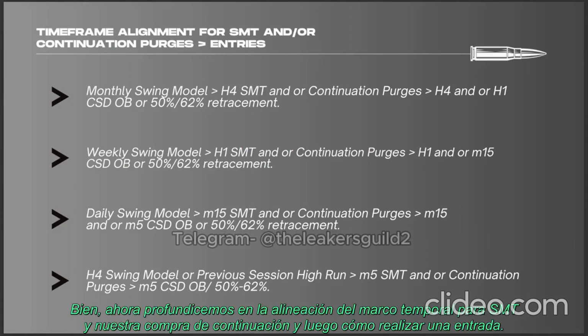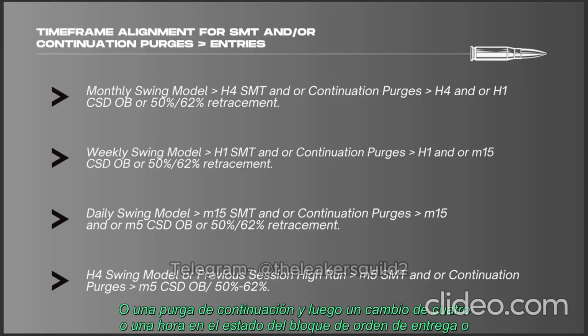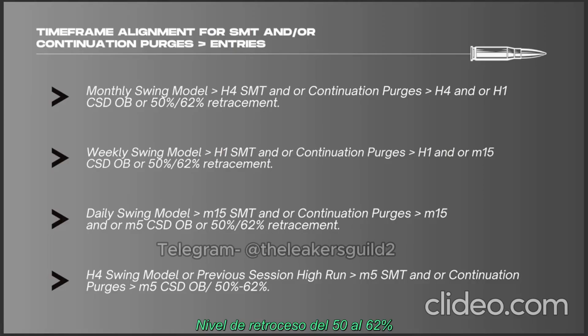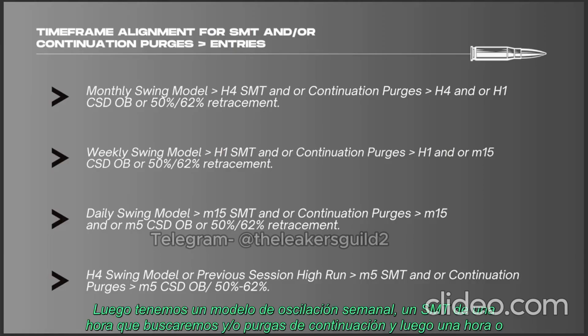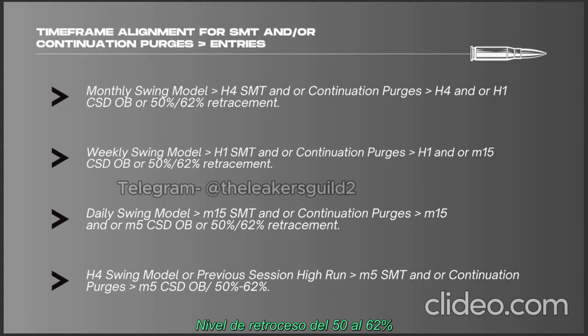Right, so now let's dive into time frame alignment for SMT and our continuation purge, and then how to take an entry. We've got 4 swing models over here. We've got a monthly swing model, and we're going to be looking for 4-hour SMT or continuation purge, and then a 4-hour or 1-hour change in the state of delivery order block, or 50 to 62% retracement level. Then we've got a weekly swing model, a 1-hour SMT we're going to be looking for, and or continuation purge, and then a 1-hour or 15-minute change in the state of delivery order block, or 50 to 62% retracement level.